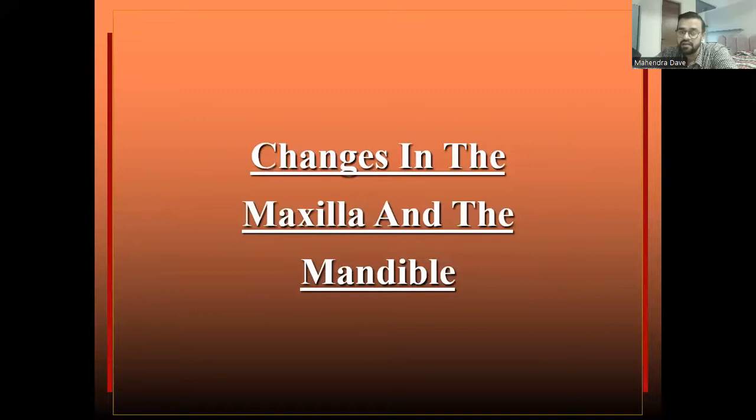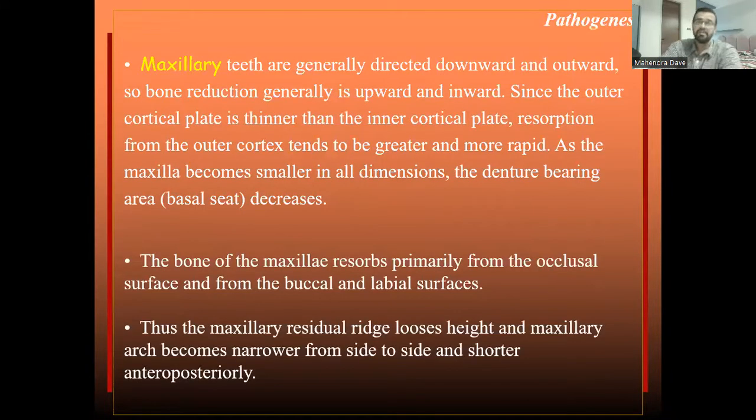Changes in the maxilla and mandible during the phenomenon of residual resorption. What takes place? Maxillary teeth are generally directed downwards and outwards, so bone reduction is generally upwards and inwards. Since the outer cortical plate is thinner than the inner cortical plate, resorption from the outer cortex tends to be greater and more rapid. As the maxilla becomes smaller in all dimensions, the denture bearing area, the basal seat area, decreases.